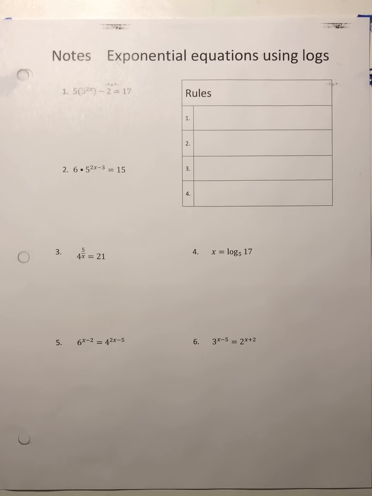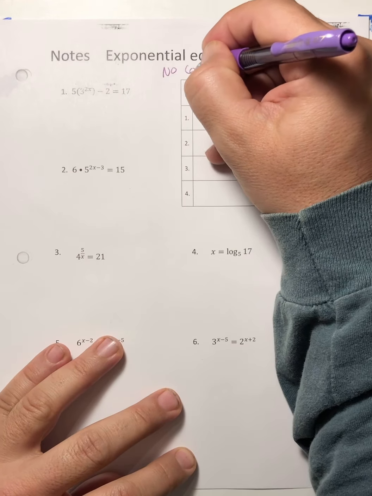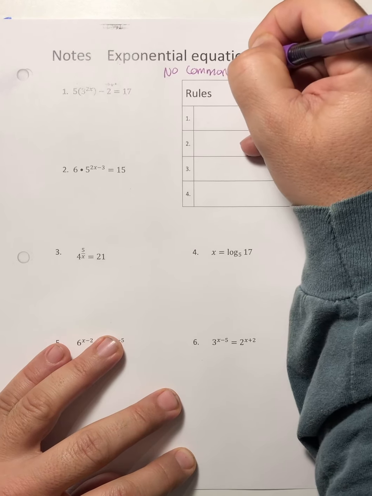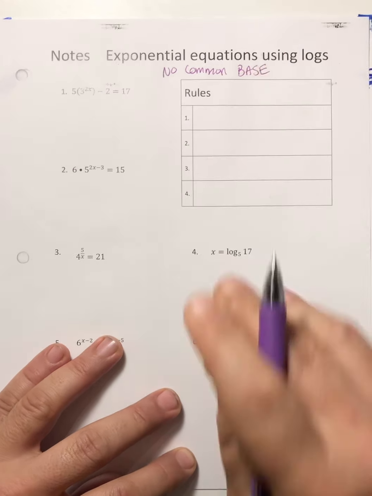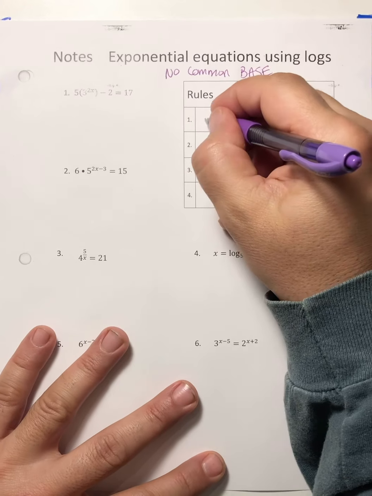Okay, pre-calc fans. Today we're looking at exponential equations using logs. So that's right, these are the types of equations where you cannot get a common base. So no common base. Okay, so our rules are still the same. We need to isolate the base.